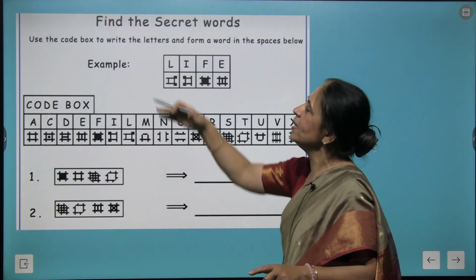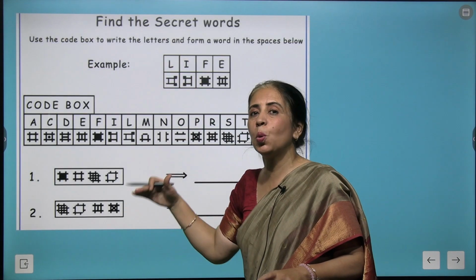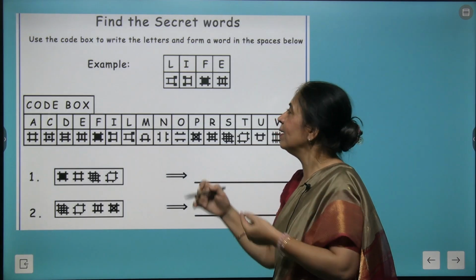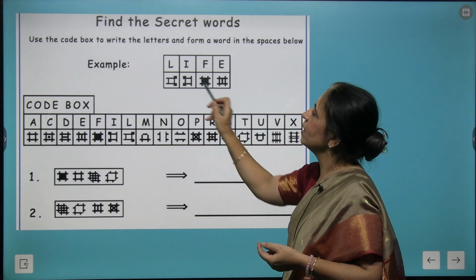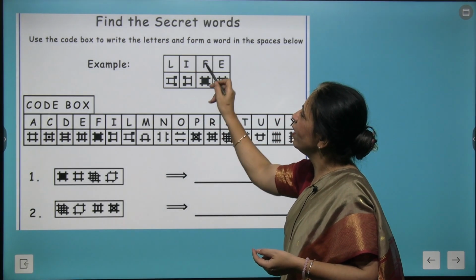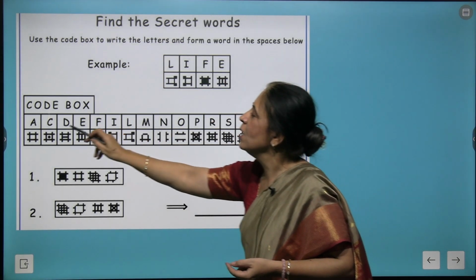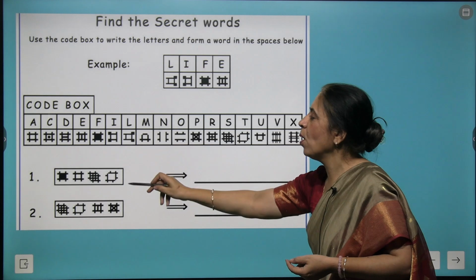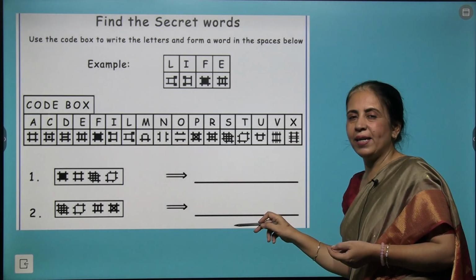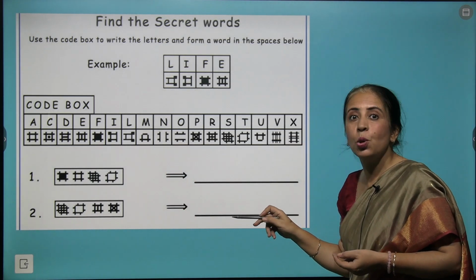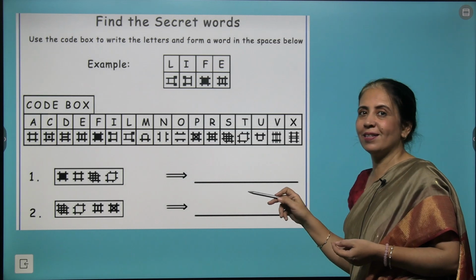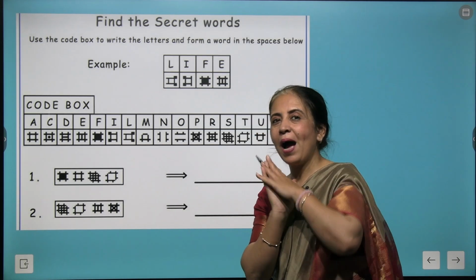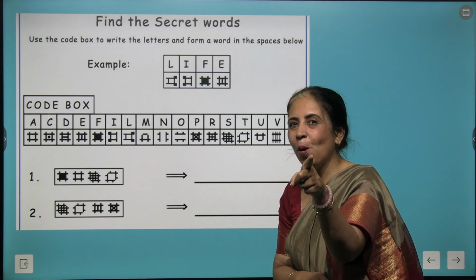Now let's see, sometimes we do coding with different symbols. It's a beautiful method. So I have written life using these symbols. So first a code box is created, and these code boxes are used to write any message which no one else could understand. That's a beautiful way, isn't it? So are you ready to play with codes?